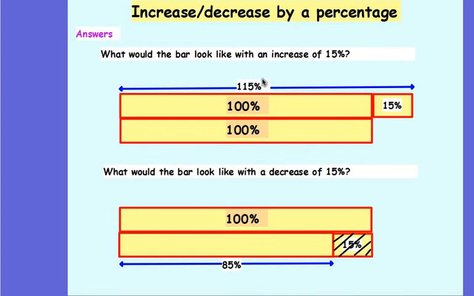And these are the answers. With an increase of 15%, we had 100% and we added on a 15%, which gave us 115% altogether. And for a decrease of 15%, we had 100%, took off that 15%, which left us with 85%. All straightforward so far. We're going to use this now.